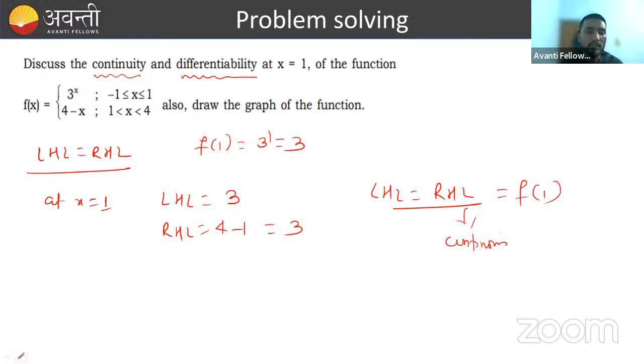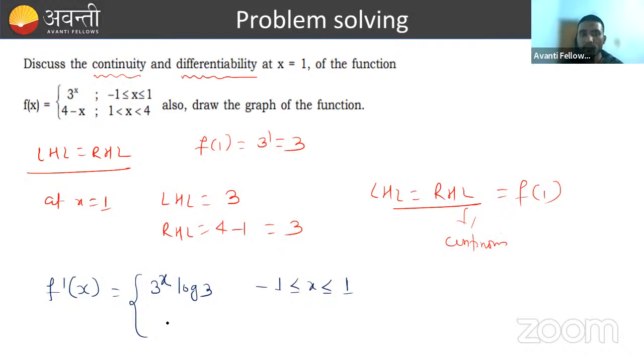Now we have to check for differentiability. I will simply do the derivation. f dash x will be 3 to the power x log 3 for the first part, and for 4 minus x the derivative will be minus 1. Just do it like this. No need to always write f of 1 plus h minus f of 1 divided by h like that. Don't do this. Just find the derivative.